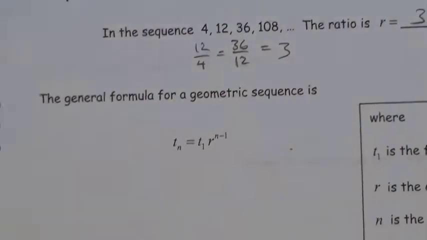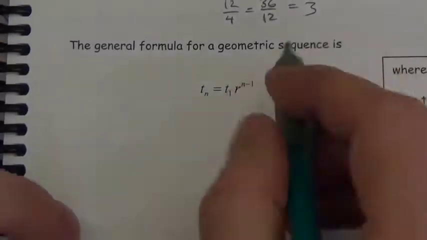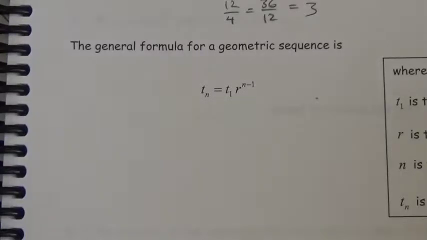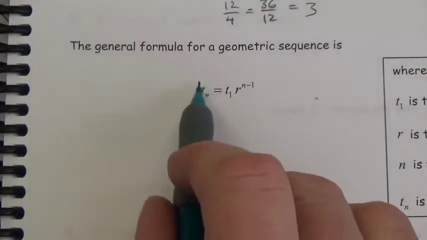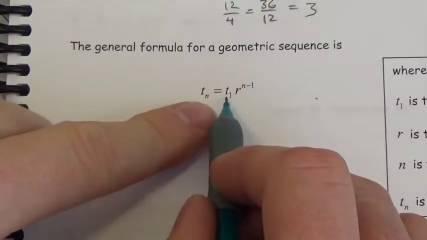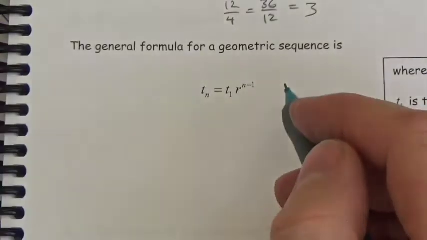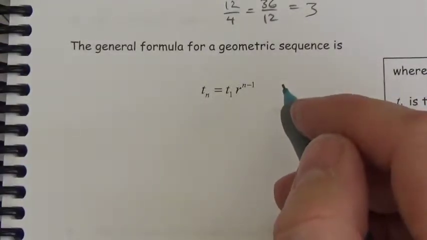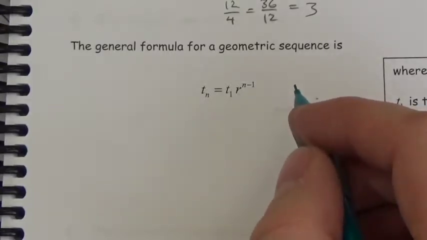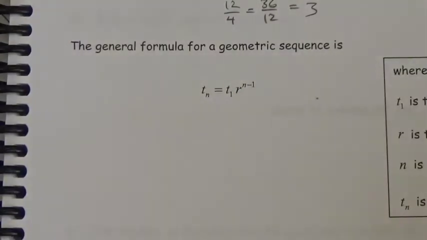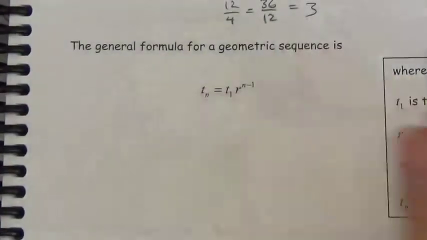Now, we're not going to go through the process of really deriving this for you, because the derivation is very, very similar to what you saw in the arithmetic sequences. But know that our formula is: the nth term equals the first term multiplied by the ratio to the n minus 1. Just like in the arithmetic sequence, where we would add the common difference n minus 1 times. If you're looking for the 10th term, you would add 9 differences. If you're looking for the 20th term, you'd add 19 differences. Here, we're going to multiply by that common ratio n minus 1 times. So there's our formula.